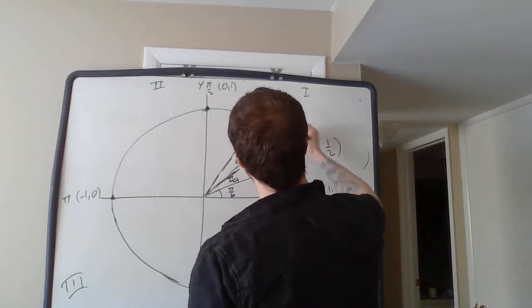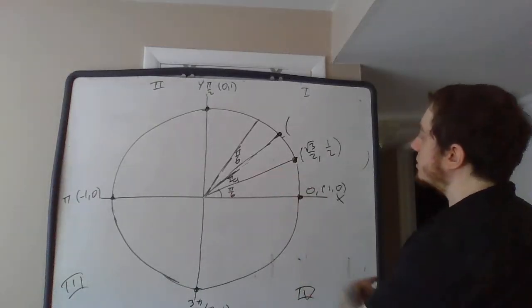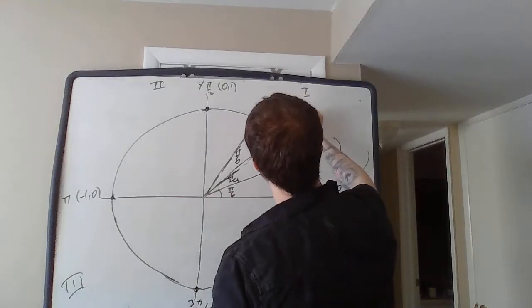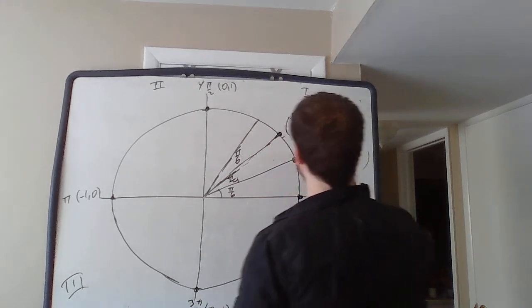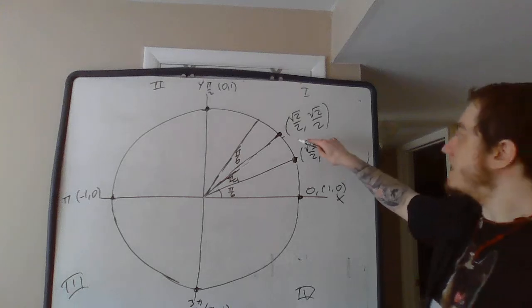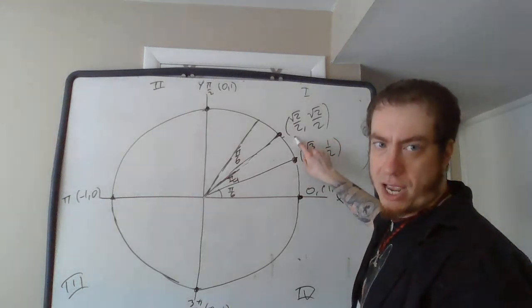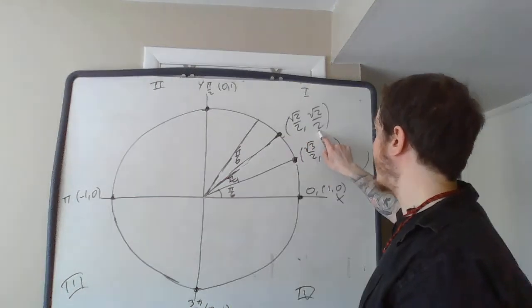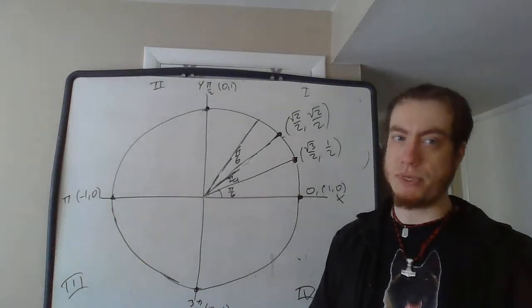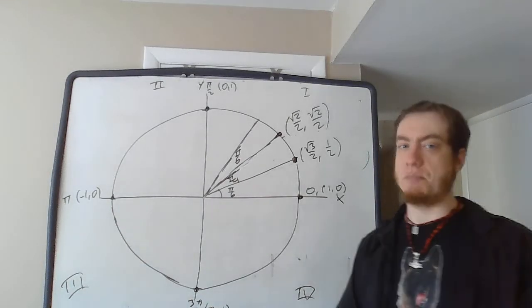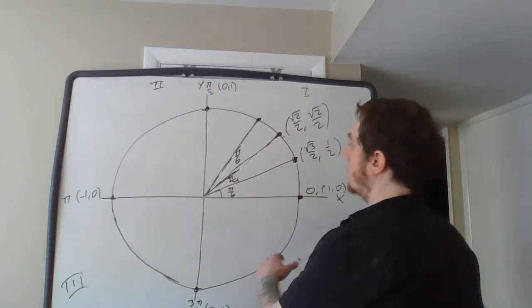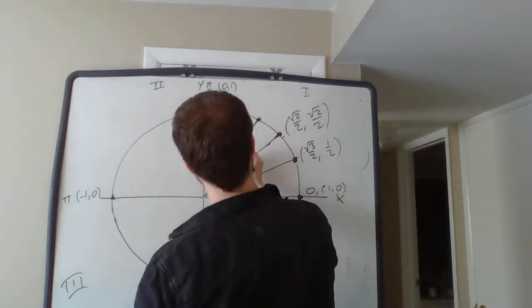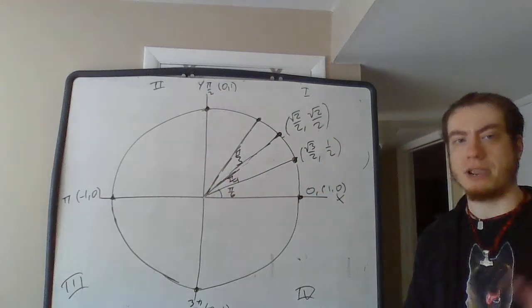For pi over 4, I can do the same thing. We said the cosine of pi over 4 is square root 2 over 2, and the sine of pi over 4 is square root 2 over 2. That means that the x-coordinate is the cosine, and the y-coordinate is the sine. Well, in this case, they both happen to be the same thing, so they both just become square root 2 over 2. Now, why did I write pi over 6 here? That is clearly incorrect. That should be pi over 3. My apologies.